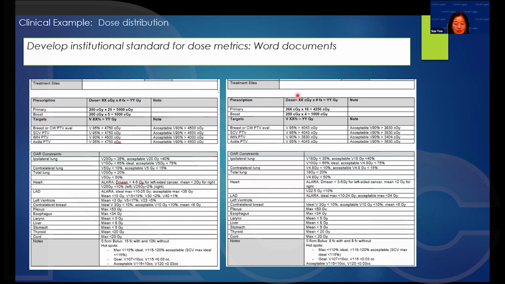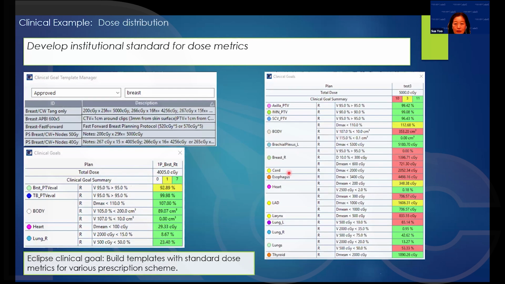In the record and verify system, you can upload this so dosimetrists can see it. Categorize per different constraints, and if it's left side versus right side, give some guideline. And the Eclipse treatment planning system has clinical goals, so you can generate clinical goals. One thing, we don't want to have too many different goals, then it's confusing. So I divided it into 5 different categories, and whether it's left side or right side.